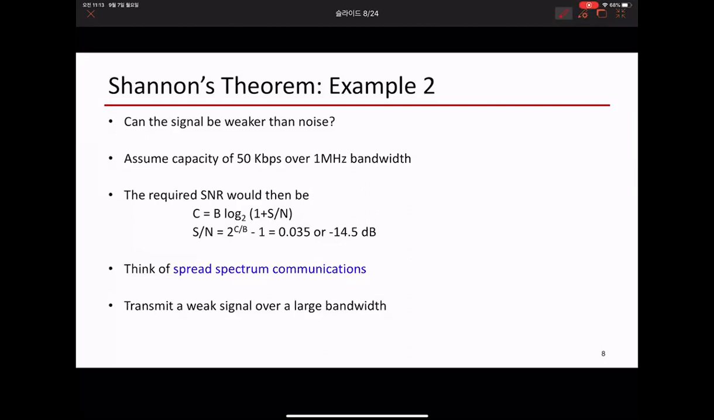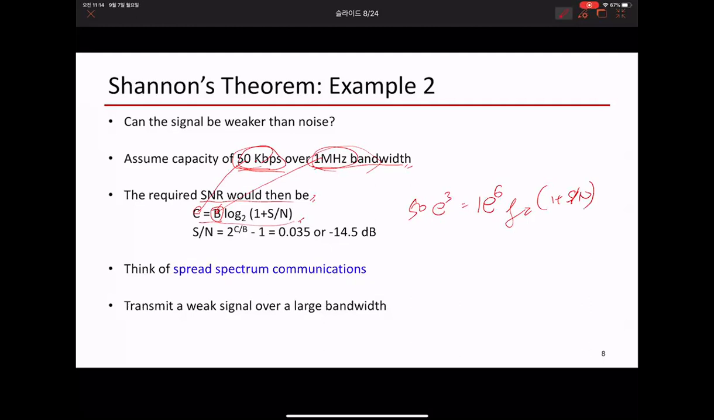Let's talk about it. All right, so assume the capacity is 50K bps and the bandwidth is 1 mega. 1 mega bandwidth is very nice, but 50 kilo bps is very low, very poor, but let's assume this. The required SNR: B is 1M, and the capacity is 50K bps. Okay, then we can compute this. 50K is 1M log2(1 plus S/N).